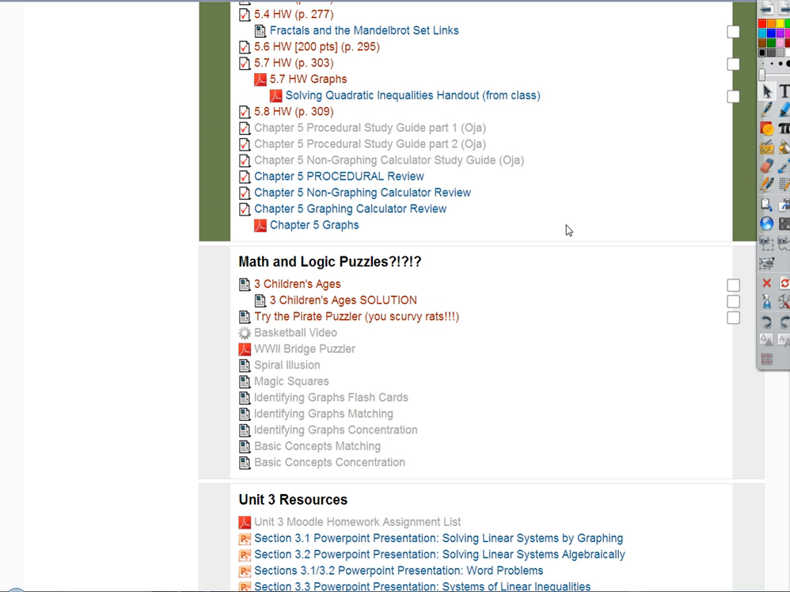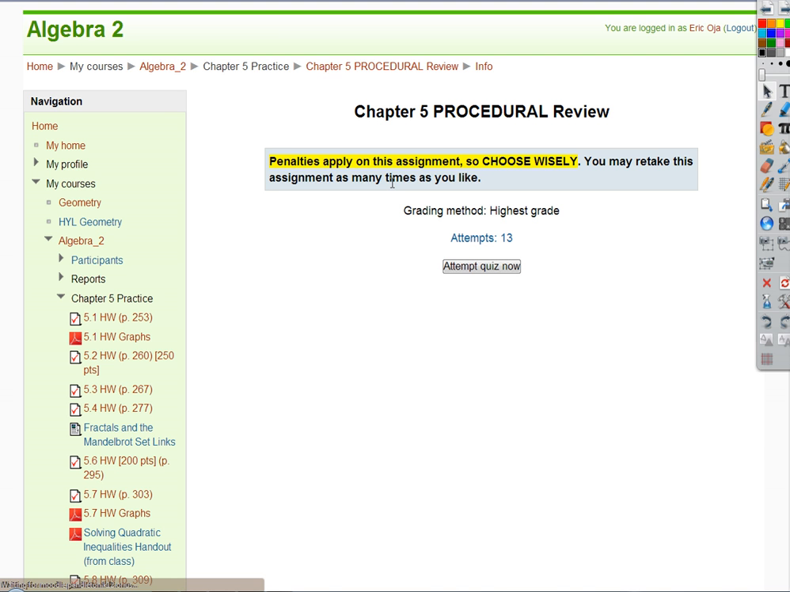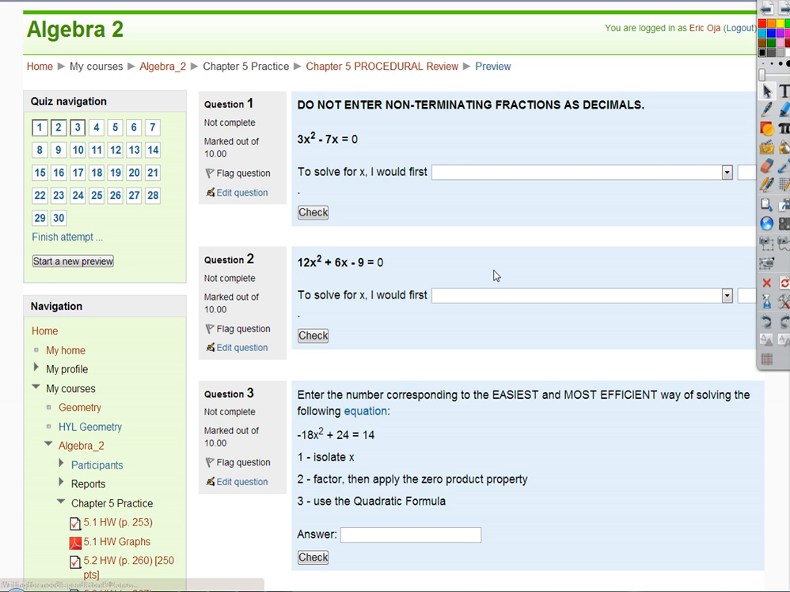Those all away. Here's what this procedural review looks like. There is no math to do on this at all. You don't do any algebra. All this is, if we look at this, they're just pull downs and multiple choice, but what you're doing, I guess I need to have, let's see, I need this guy.